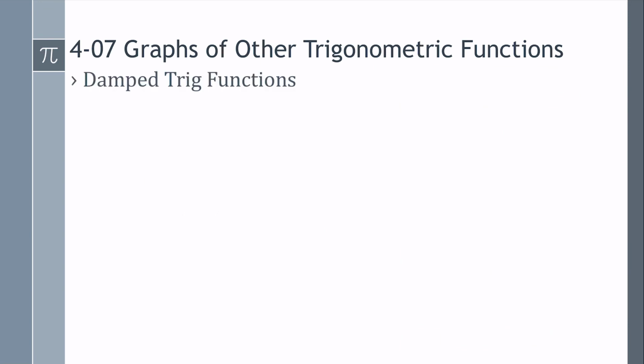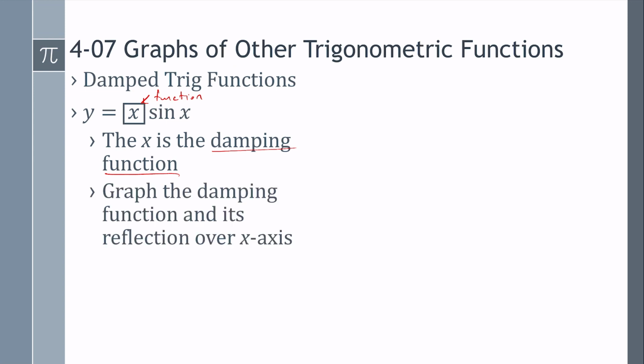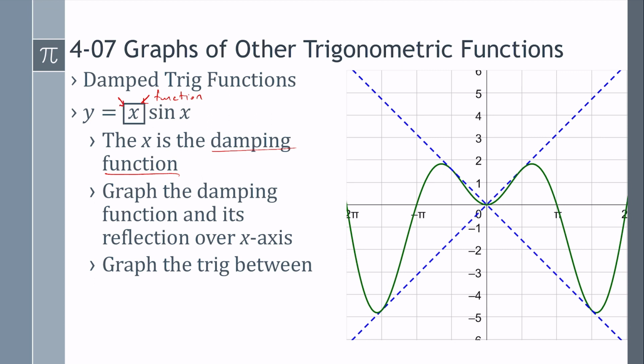We also have what are called damped trig functions that we can graph. Or something like this, where x, it could be any function, and it's times a trig function. So it's a function times a trig function. That x is called the damping function. So what we do is we graph the damping function and its reflection over the x-axis. And then the trig function goes between, because this is also the amplitude. So our damping function is the amplitude.